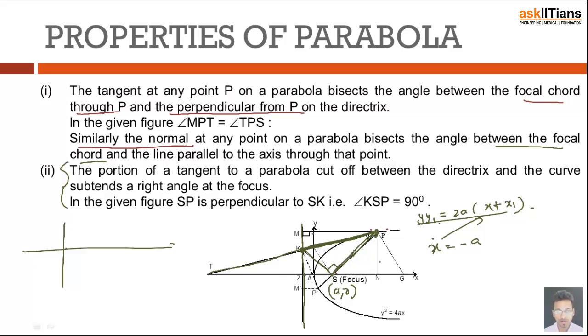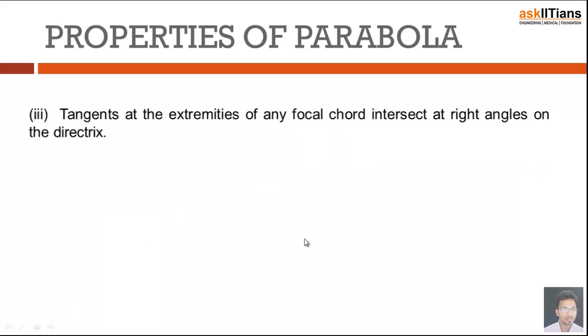So we need to find the slope of this and the slope of this, and see that the product will always be -1. So we need to do these things ourselves, and then when the questions come, you will automatically see some properties being used directly, okay. So let's see more properties.